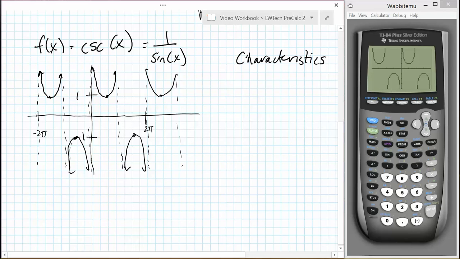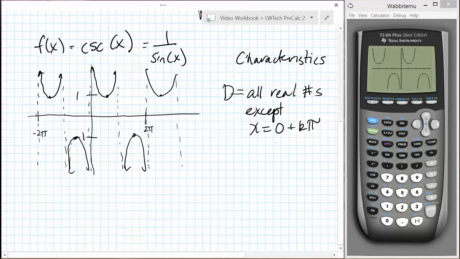The domain this time is going to be all real numbers except x values equal to 0 plus k pi, where k is an integer. These excluded points correlate with where our evaluating function would end up with us dividing by 0. Those x values each reflect a vertical asymptote in our graph.